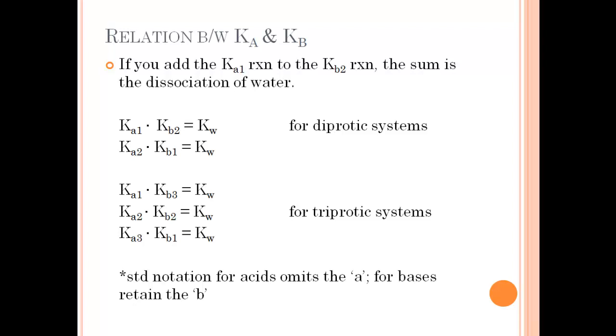And I give it to you for the diprotic systems, and I also give it to you for the triprotic systems. Realize that your book omits the subscript A's for the acids. So instead of saying Ka1, they'll say just K1. But for the bases, they do retain the B. Don't ask me why, it's just for clarity, I assume. But just realize that. And these are the relationships that you will use maybe in some problems. So keep them in mind. Remember, you don't have to memorize them.